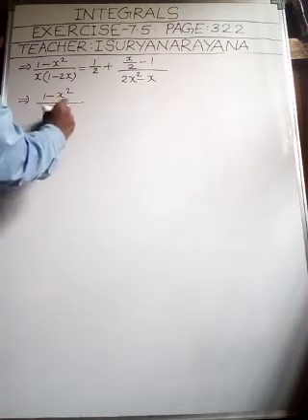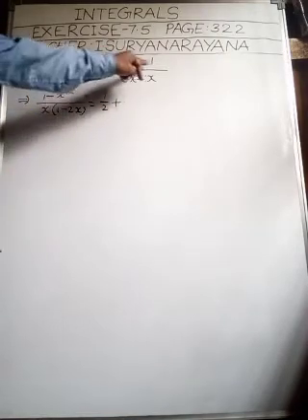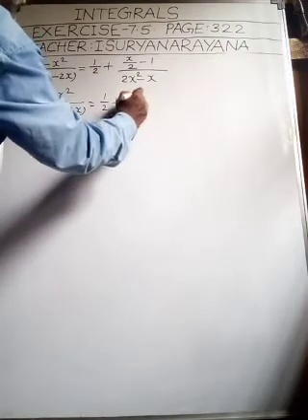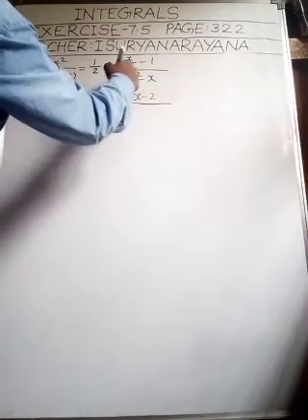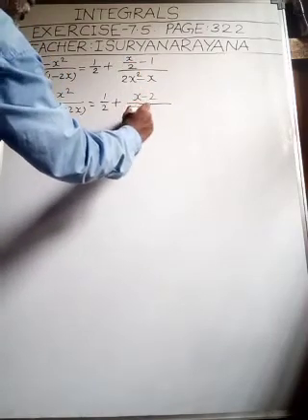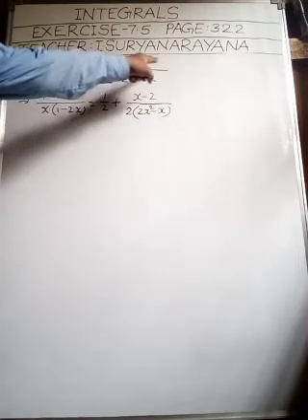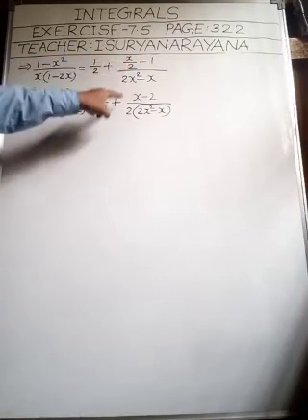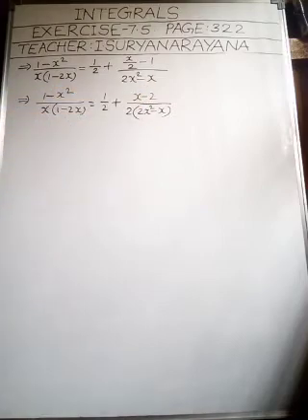This implies 1 minus x square by x into 1 minus 2x is equal to 1 by 2 plus, if you take LCM here, what will you get? x minus 2 by 2 into 2x square minus x. Okay, my children, I have taken LCM here. Then we get x minus 2 in the numerator and bringing this number 2 to the denominator, then 2 into 2x square minus x. Okay, my children, understood this step? Right.